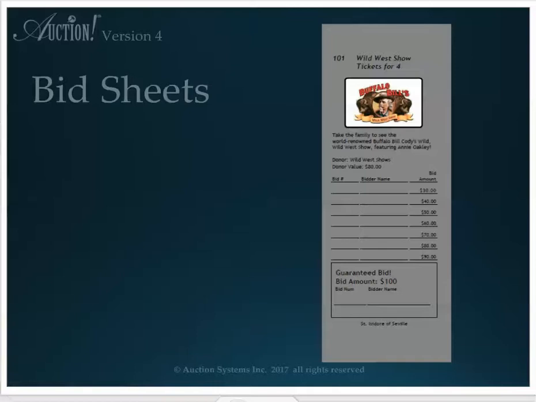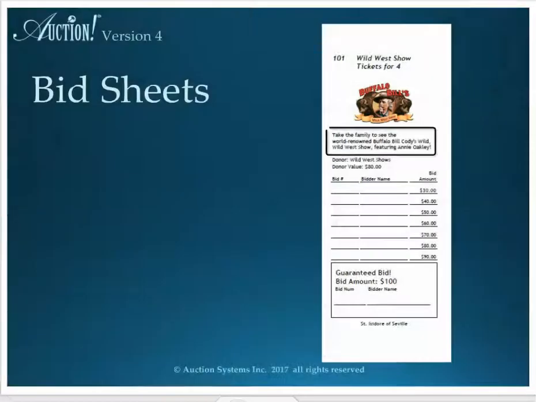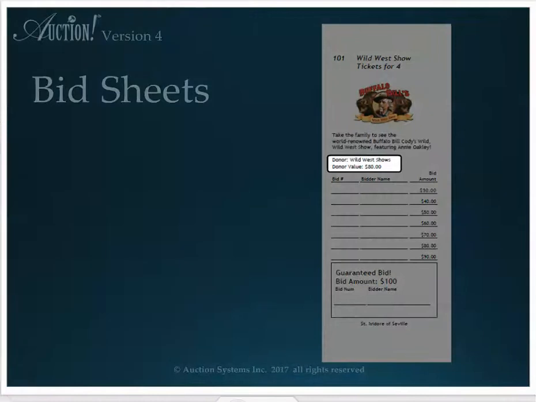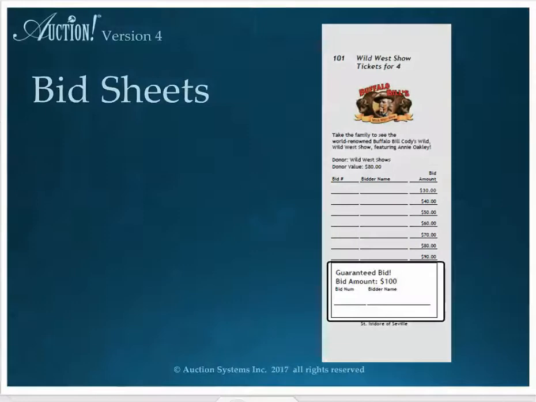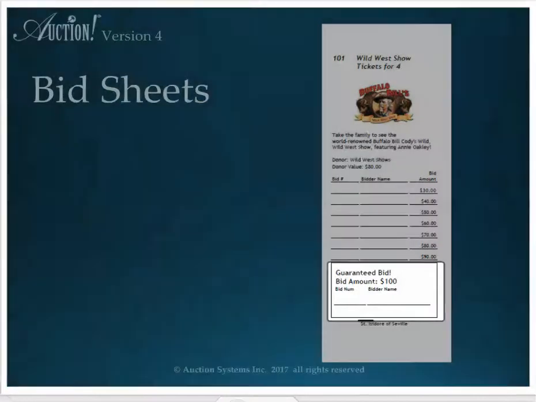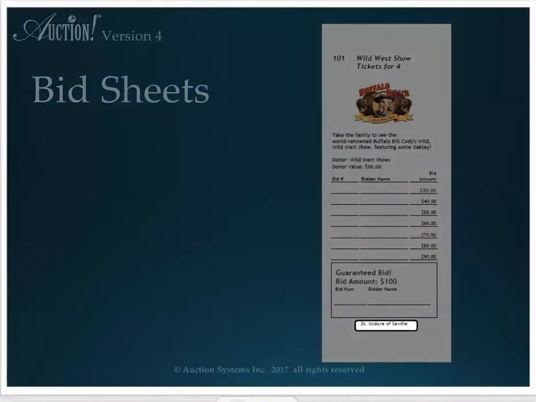Next we see the full description of the item, then the donor and donor value, then the bid lines, and if you're using guaranteed bid, that block will appear above the name of your organization. The name of your organization cannot be changed or removed. This information comes from your license to use Auction.